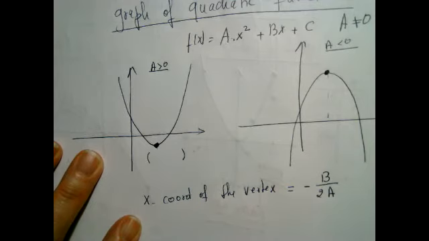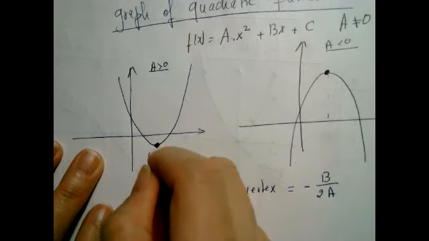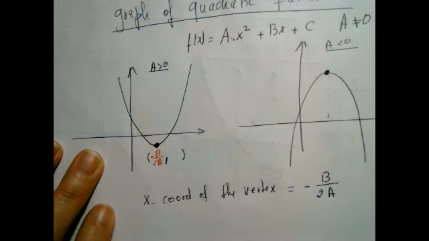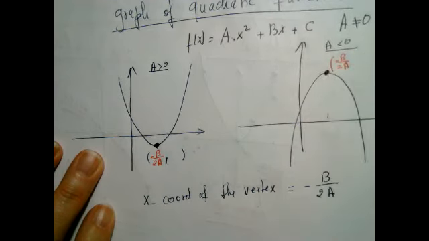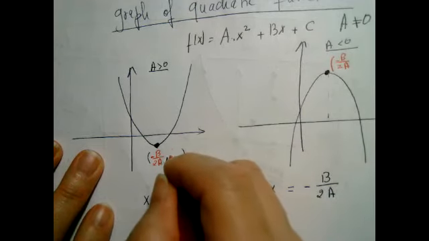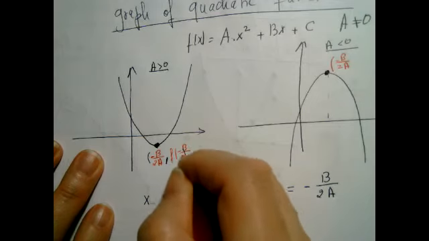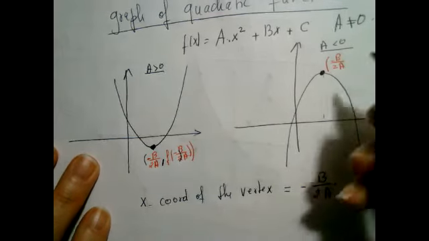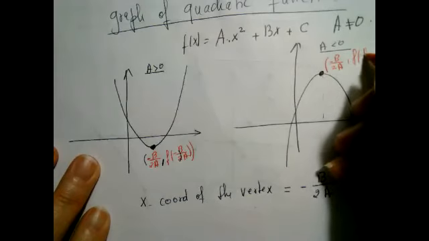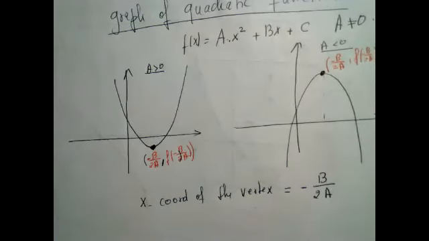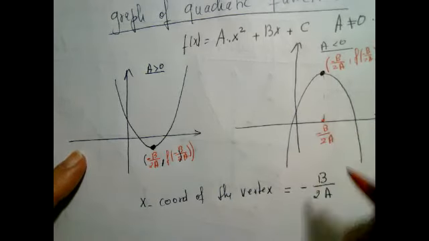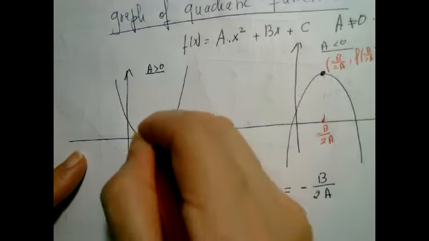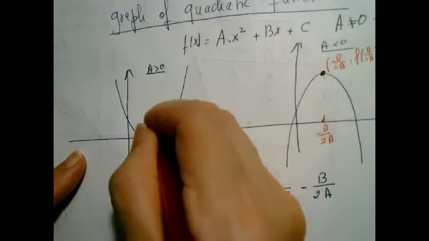So the vertex is going to be shifted somewhere. So the x coordinate of it is minus b over 2a. That's the x coordinate of the vertex. The y coordinate is whatever the function takes at this point. It's the output at this point. So the x coordinate of the vertex, right here, is minus b over 2a. That's the vertex.